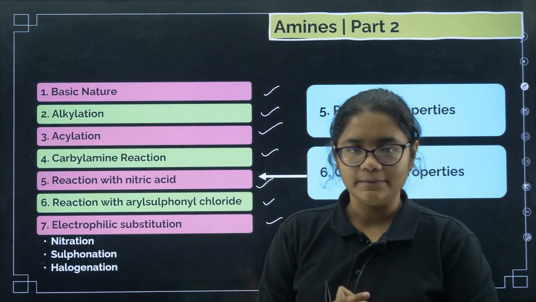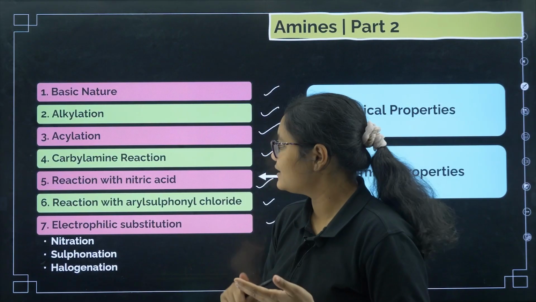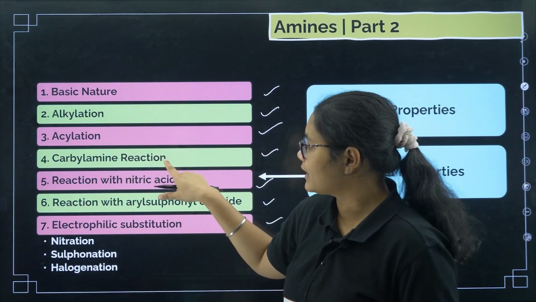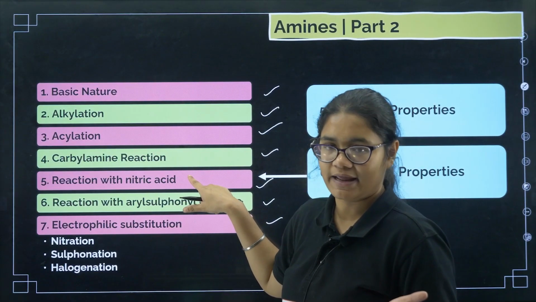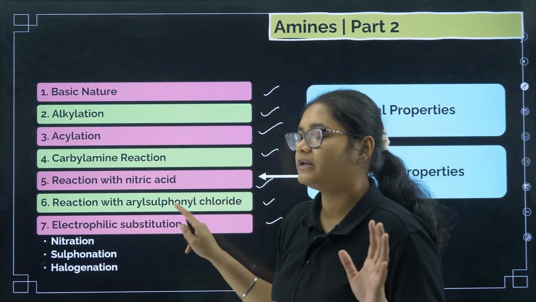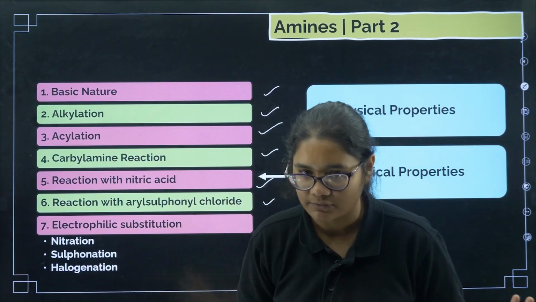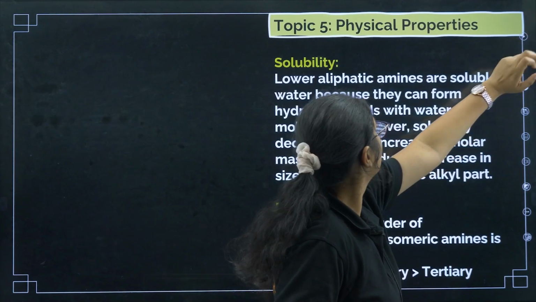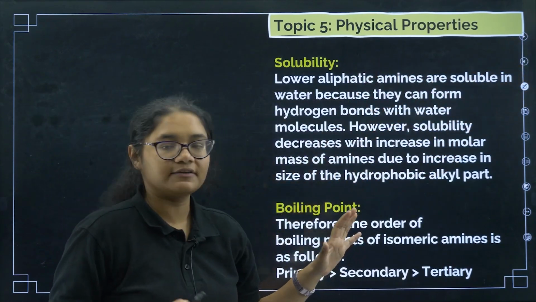First is basicity, alkylation, acylation. Okay, these 3 I can remember. Carbylamine test is there, that I can remember. Nitric acid reaction, benzene sulfonyl chloride is also a test. Then electrophilic substitution reaction is the easiest one. Okay, so let's start with the first thing, that is your basic nature. Before that I'll just discuss the physical properties.